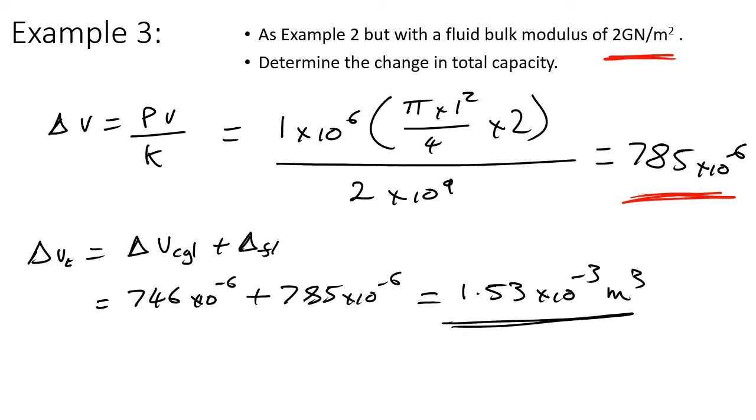So if we were filling this cylinder up, then from our initial conditions where we've got the fluid which isn't under pressure and the empty cylinder, we fill that up. Once it's full, in order to achieve that pressure of 1 megapascal, we would effectively need to pump in 1.53 times 10 to the minus 3 meters cubed more fluid in order to achieve that pressure.